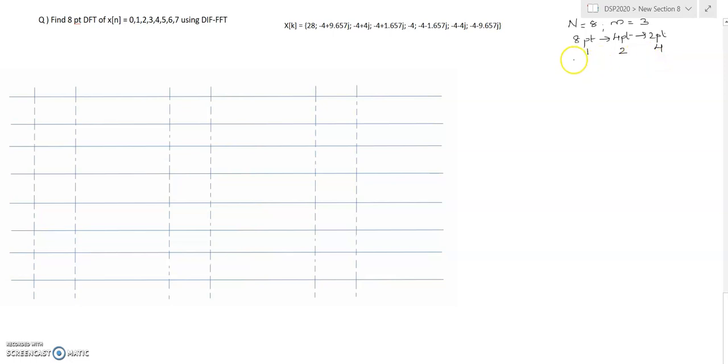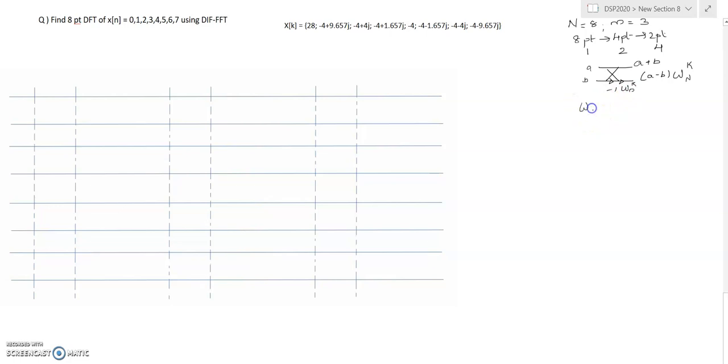Moving on, we'll require the butterfly diagram. So the butterfly for DIF, as we know, the twiddle factor W_N^K lies here, and this is minus 1. If this is A plus B, this will be A plus B here, and this will be (A minus B) W_N^K.